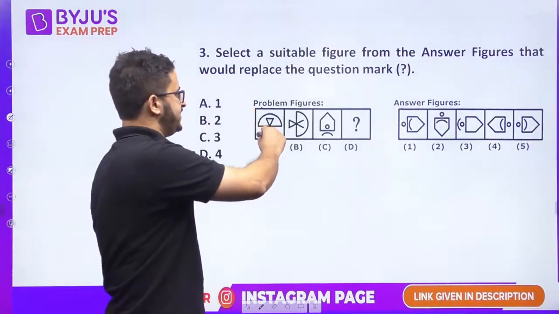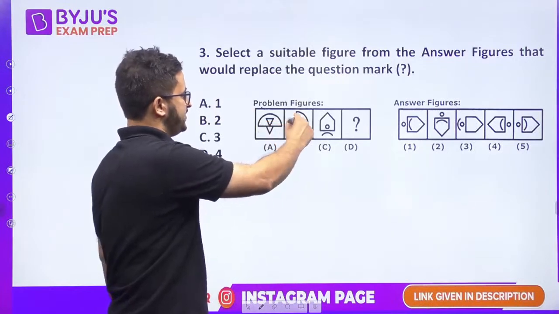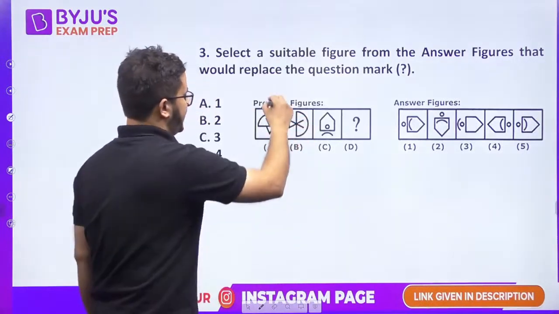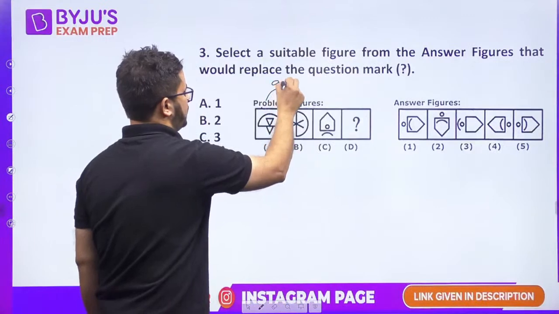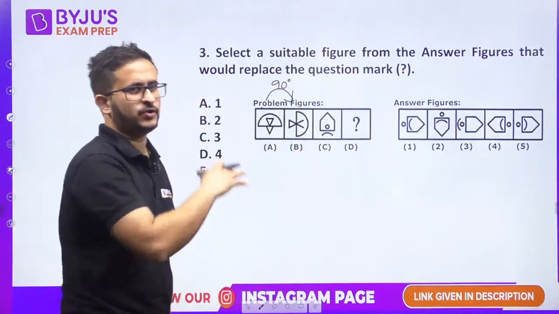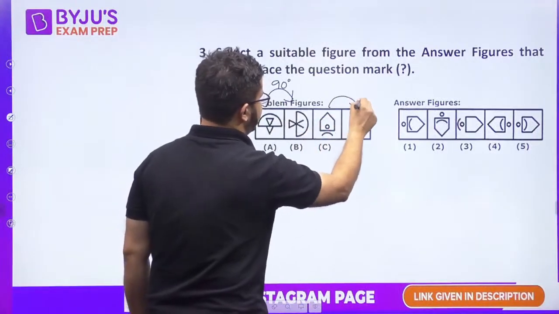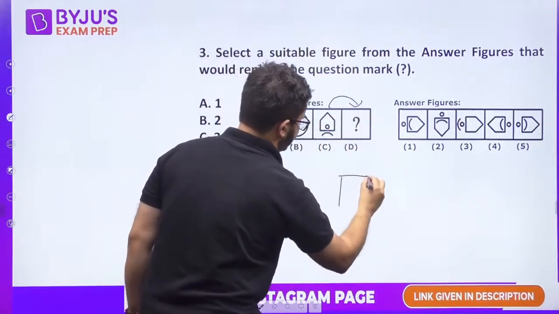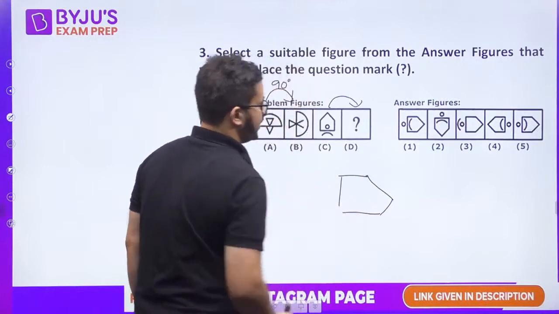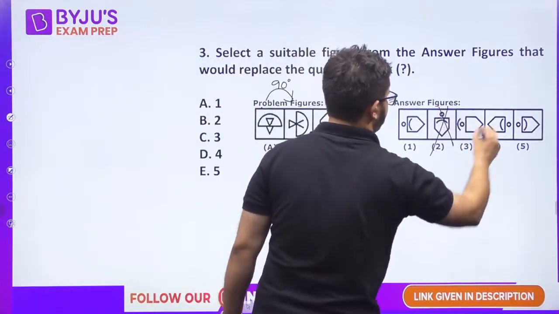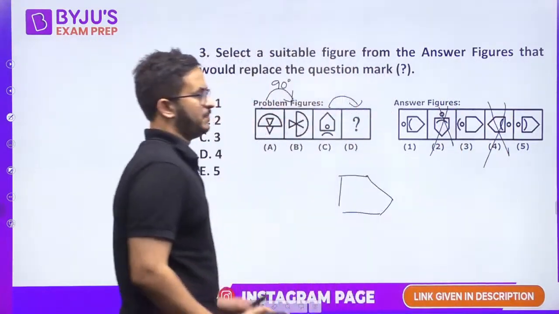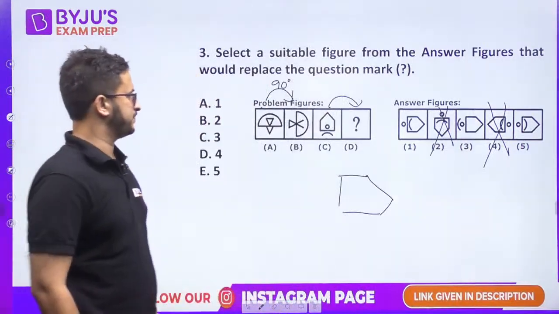Now in this image, first, this is a semicircle, it has been rotated 90 degrees to the right in the clockwise direction. So first of all, we will rotate this by 90 degrees. So we will get a pentagon like this. You can eliminate this option, you can eliminate this option. The best way is to do it by eliminating options.